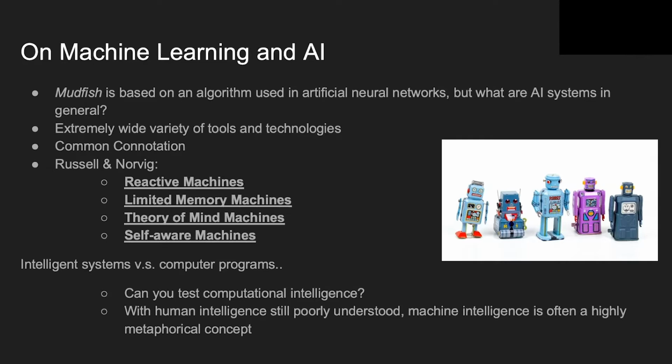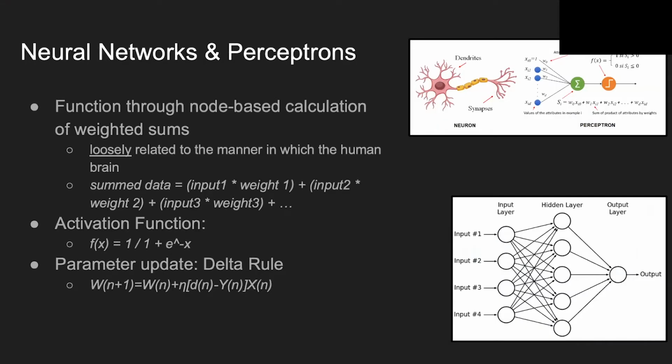It is an active area of debate, but my personal opinion is that with human intelligence being a poorly understood subject, machine intelligence is a very metaphoric concept. This is sort of the problem that I'm interested in exploiting in the Mudfish. A neural network is the specific type of algorithm that I implement in this system.